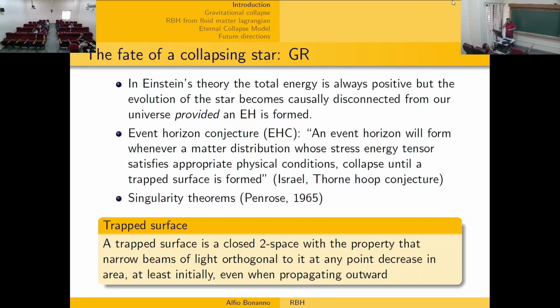Some people like Israel and Kip Thorne have come up with this conjecture: an event horizon will form whenever a matter distribution whose stress energy tensor satisfies some appropriate physical condition collapses until a trapped surface is formed. That's the key point, a trapped surface. And then once the trapped surface is formed, we have singularity theorems from Penrose. What is a trapped surface?